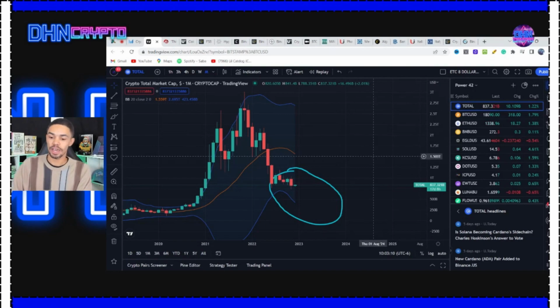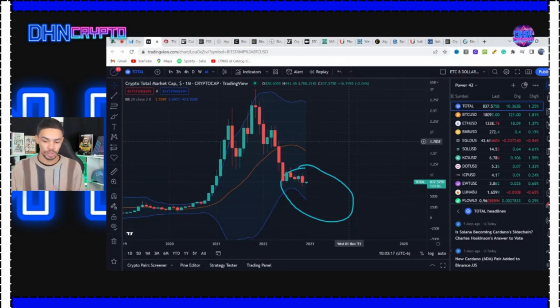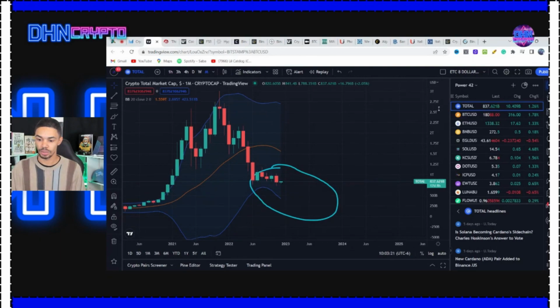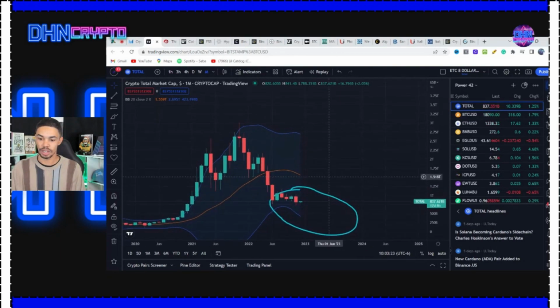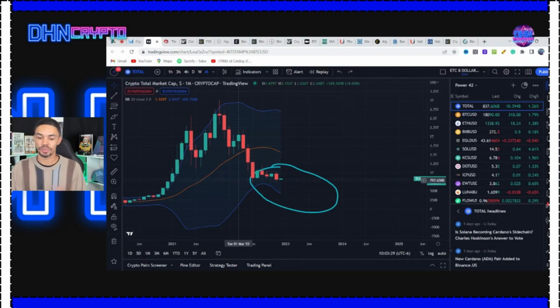But what we have here is the total crypto market cap on the monthly time frame. Now, I only use two indicators, Bollinger Bands, and then I'll show you my other one here. It's the RSI indicator. Let's jump back here. You can see the RSI here actually on the line, but there's supposed to be two cells. I had it opened up. The focus though is this circle here.